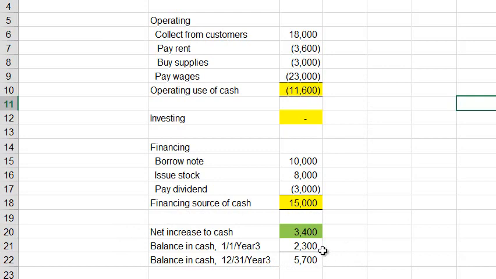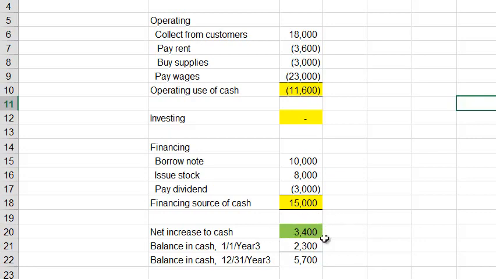It says if the balance in cash at the beginning of the year, so this would tie to last year's ending cash balance on the balance sheet, was $2,300, and the balance in cash at the end of the current year is $5,700, and we can see these numbers right on our spreadsheet. The beginning balance was $2,300, the ending balance was $5,700. Well, then that tells us that cash changed during the year by $3,400. In this case, there was a net increase to cash of $3,400.